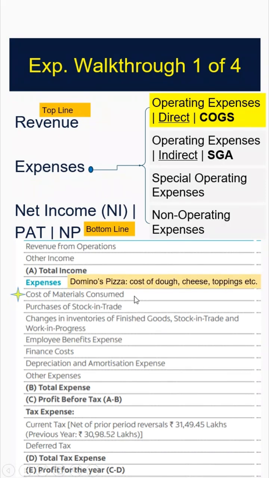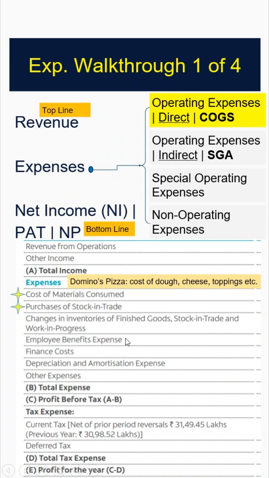For instance, for Domino's Pizza, cost of dough, cost of cheese and cost of toppings will be included in cost of materials consumed, and in turn, that is part of the cost of goods sold or direct operating expenses.